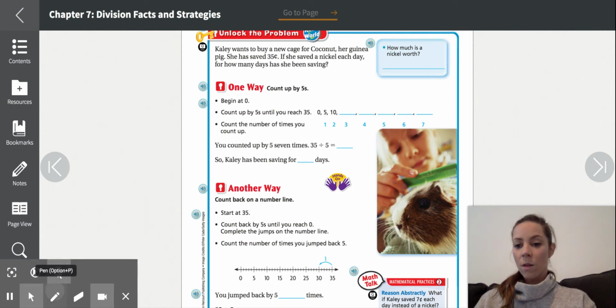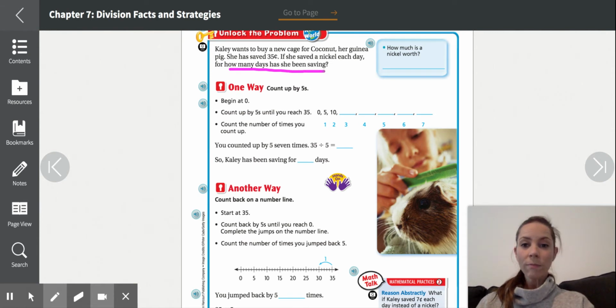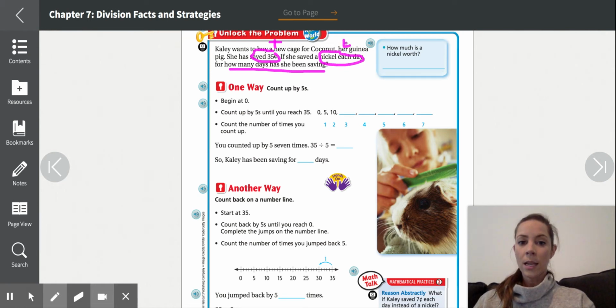Okay, so let me get my pen on here. Let's change it to a new color today. I know that I'm supposed to be finding how many days she's been saving some money for. Another clue I see is that she's saved 35 cents so far, so that makes me think it's the total. If she saved a nickel each day, so a nickel is the how many in each.